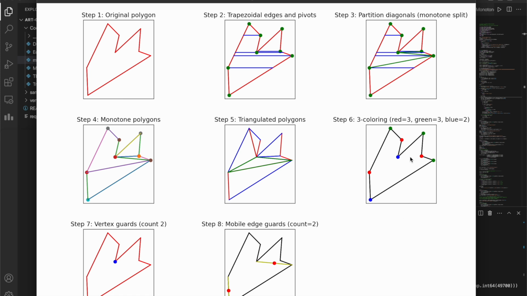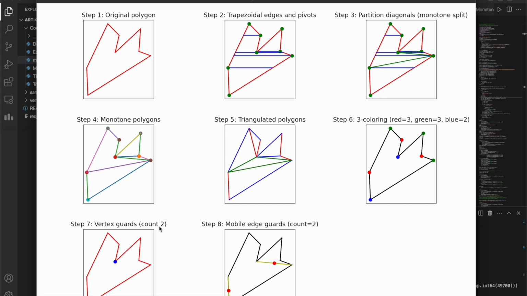This is done by constructing the dual graph of the triangulation, and we can see that the blue vertices appear the least number of times, and hence we will place our vertex guards at these blue points. We'll need two vertex guards in this situation. We can also verify that we had taken n as 8, so it is bounded by the floor of 8 by 3, that is 2.